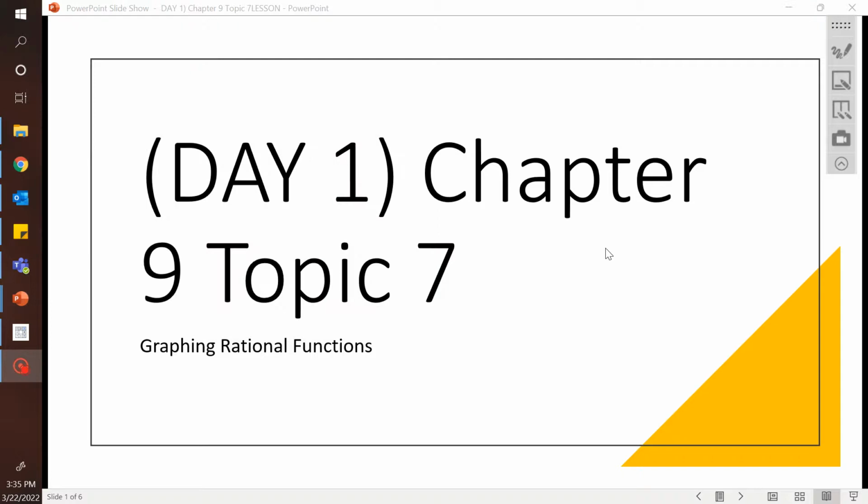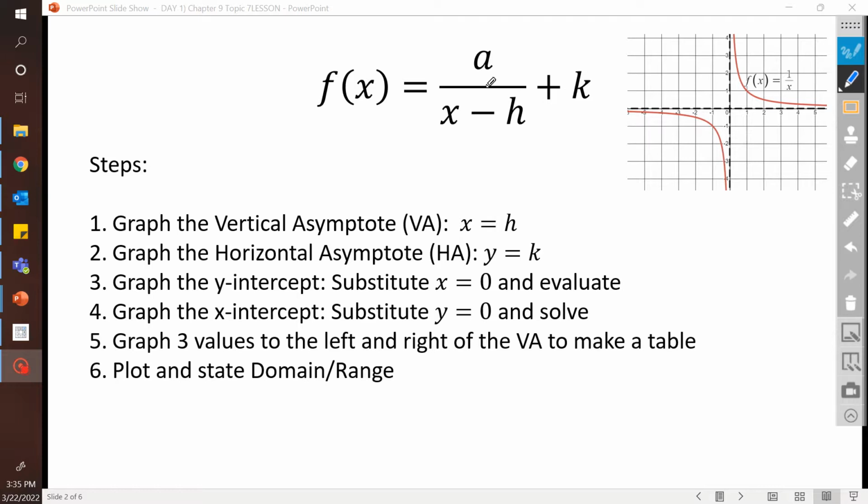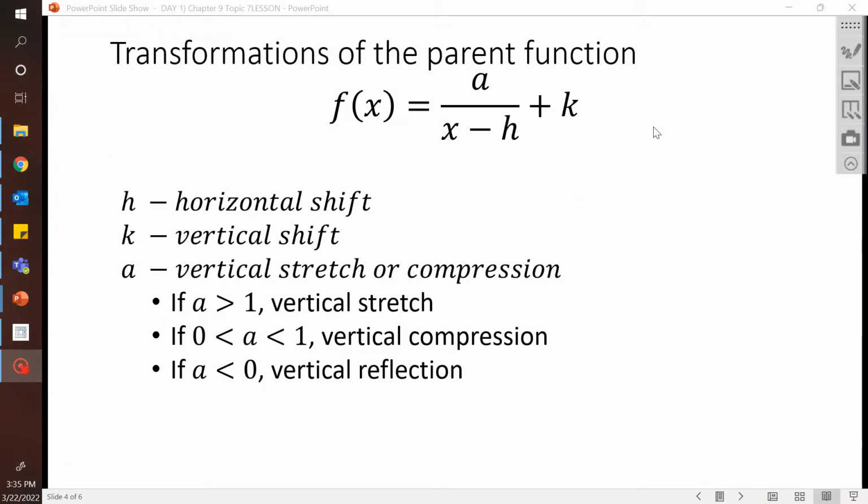Now, here are all the transformations of the parent function 1 over x. There are 3 different transformations to be on the lookout for: the a value, the h value, and the k value. Each one of these moves the graph in a certain way. Whoops, we're on the wrong page here. Let me move down a little bit. Yeah, sorry. Each one of these moves the graph in a certain way.